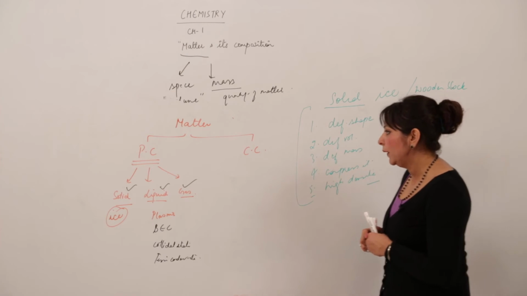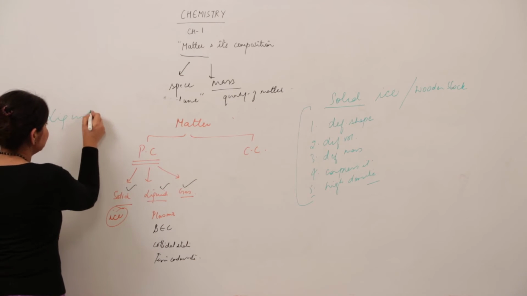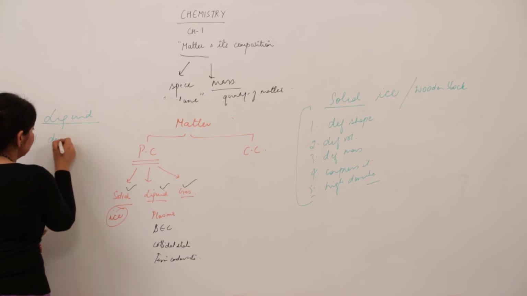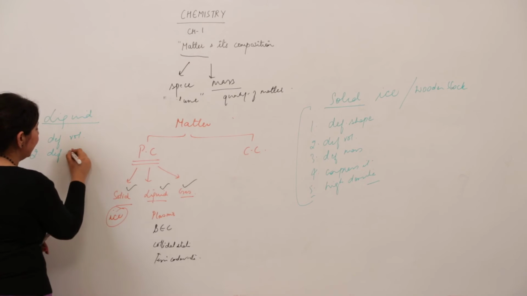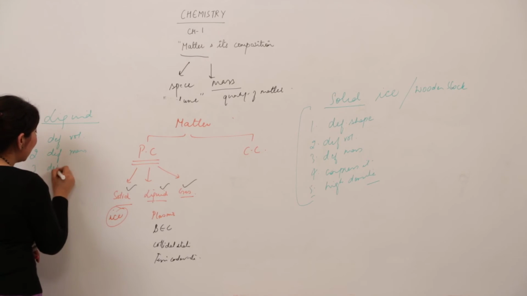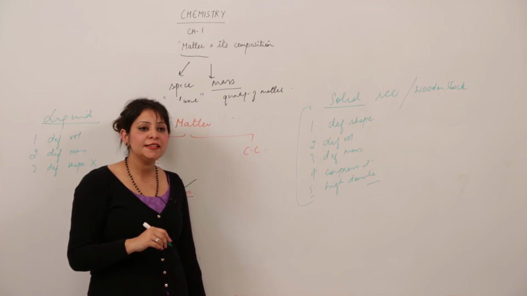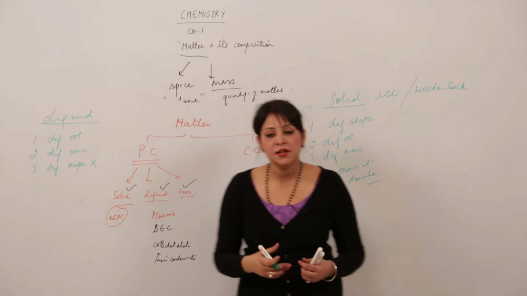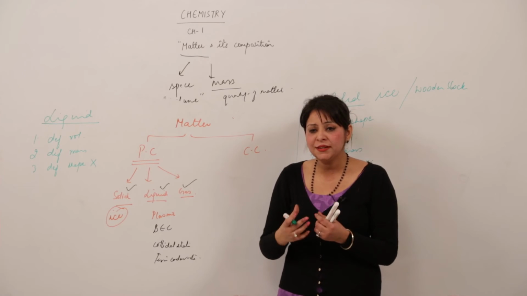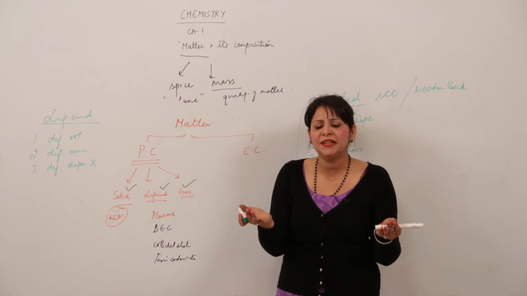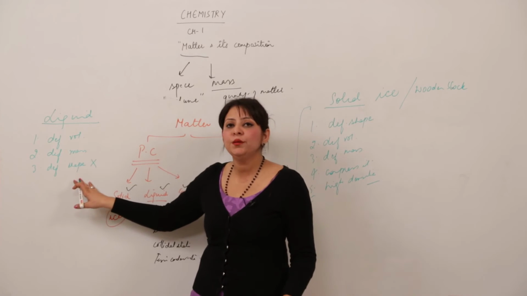And when we take up liquid, what are the factors which govern a substance to exist as liquid? They have definite volume. Again, same as solid, they have definite mass, but they don't have definite shape. They take the shape of the container. For example, if you put water in a tall tumbler, the shape of the water will be like that. If you place it in a wide vase or something like that, it will acquire the shape like that. So liquid takes the shape of the container in which you keep it.